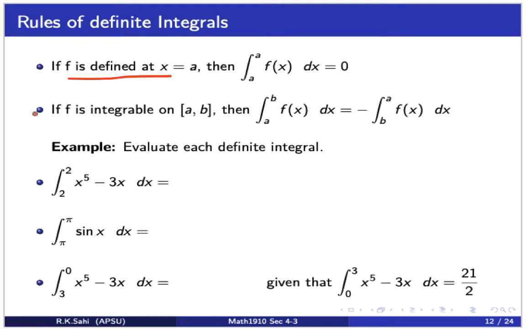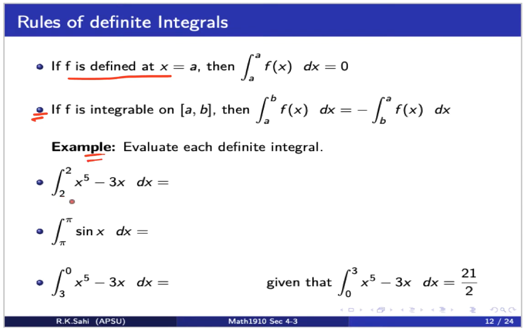The second one, if my function is integrable on the closed interval a to b, then the integral from a to b f(x) dx is the same as the negative of the integral from b to a f(x) dx. The convention, guys, I'm following in definite integrals is I'll always say the lower limit first and then I will say the upper limit. Now let's look at some examples here.